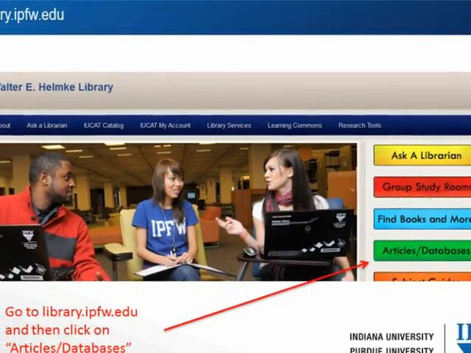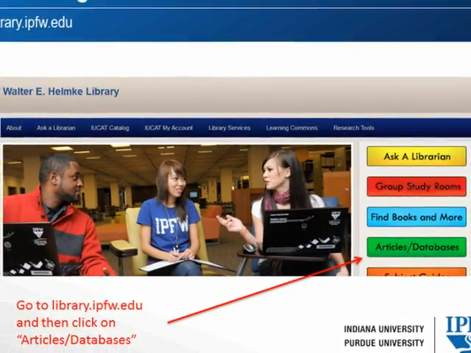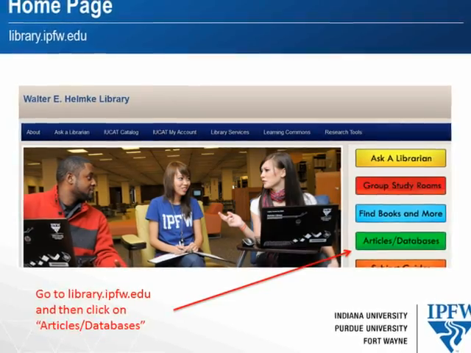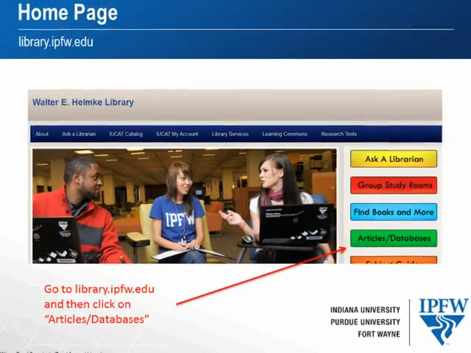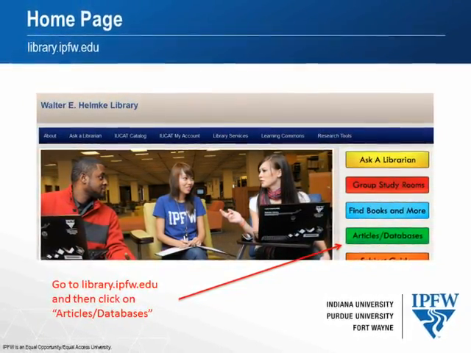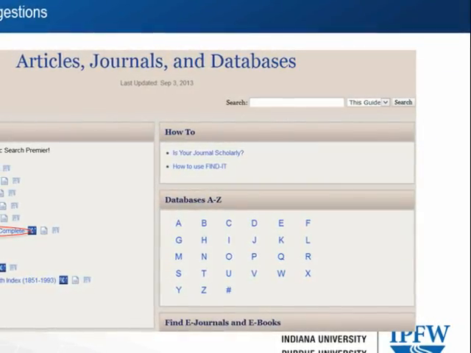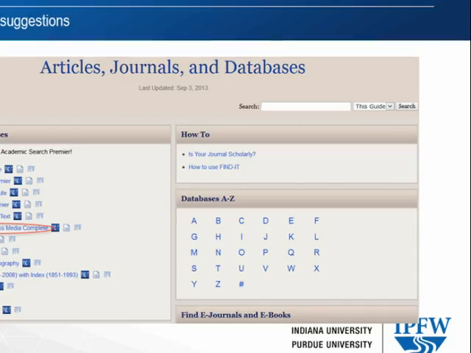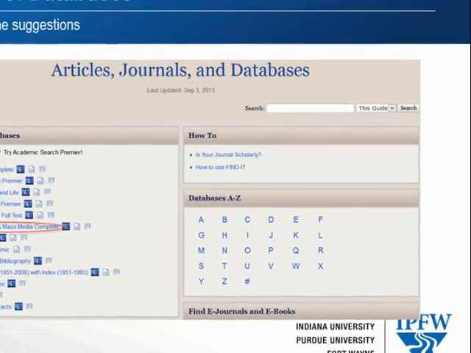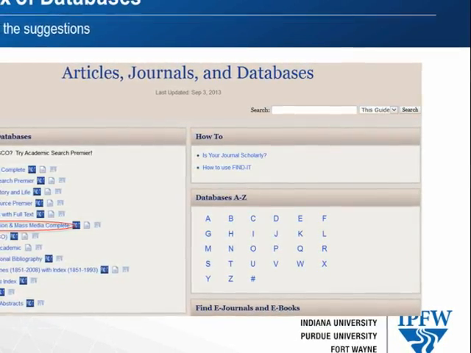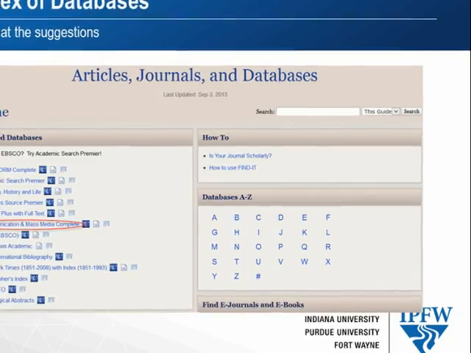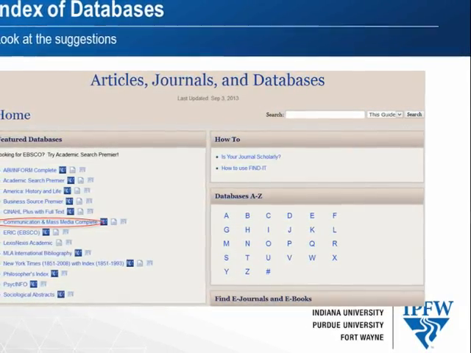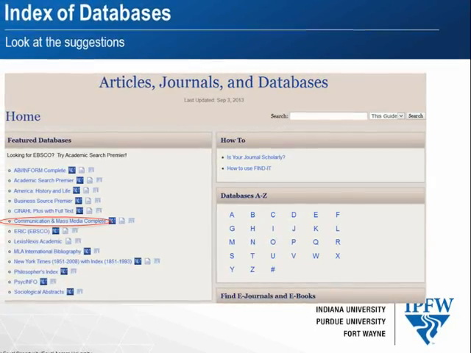Basically, you start by going to the Helmke Library homepage, library.ipfw.edu. And then on the right, you can see where the green button says Articles and Databases. You click there. Then you get a listing of the databases. You get the index of databases on the right, the alphabetical index, and then on the left, you get a view of some specialized indexes, maybe geared towards your major. In this case, I've circled the Communication and Mass Media Index, which is really cool.